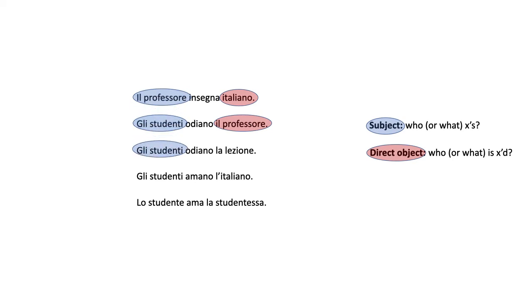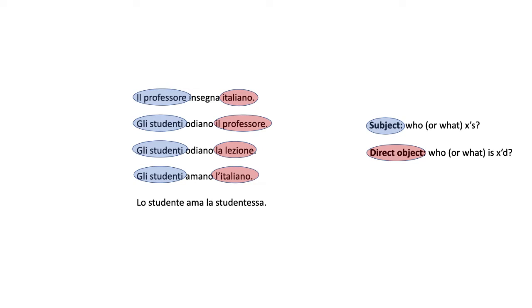They are the ones doing the hating. La lezione is the sad object of the hate. The lesson is being hated, right? Now on to the optimistic sentences. Gli studenti amano l'italiano. Who's the subject here? Who's doing the loving? Gli studenti. And then what is being loved? L'italiano. So gli studenti is our subject. L'italiano is our object.